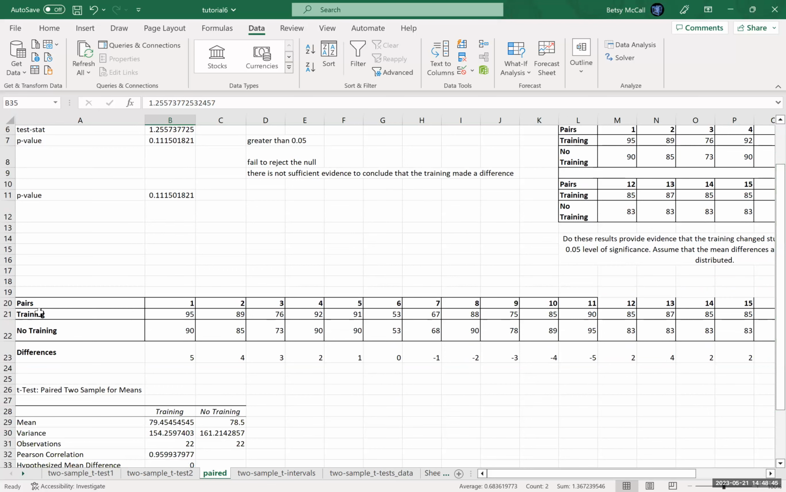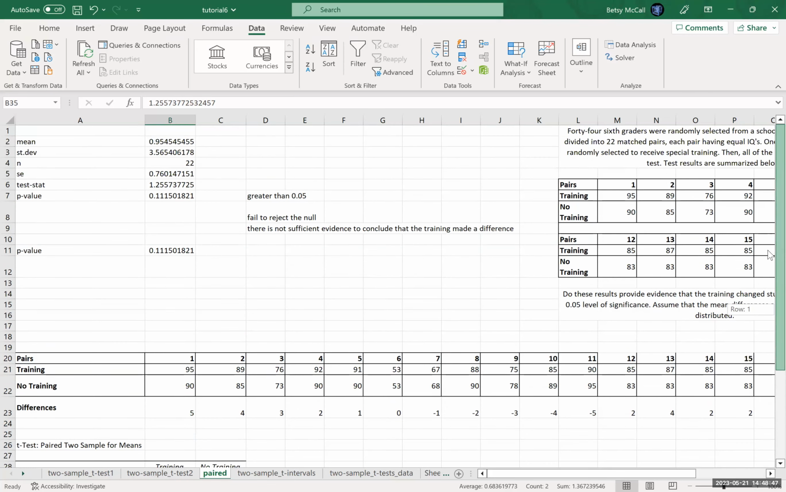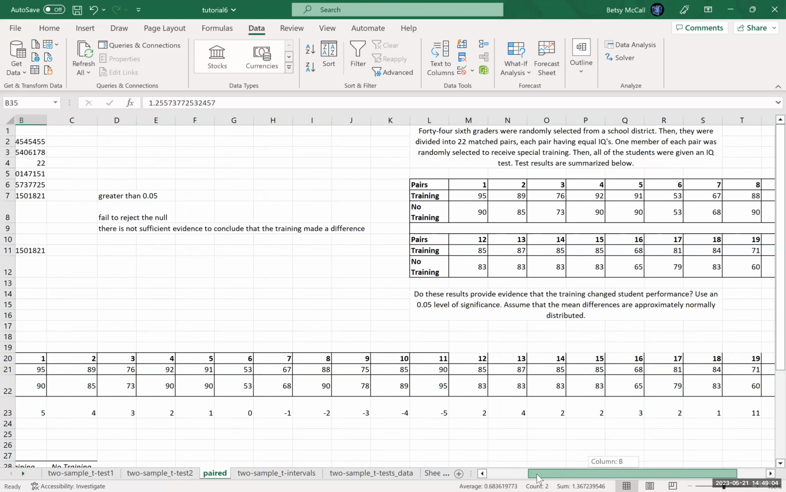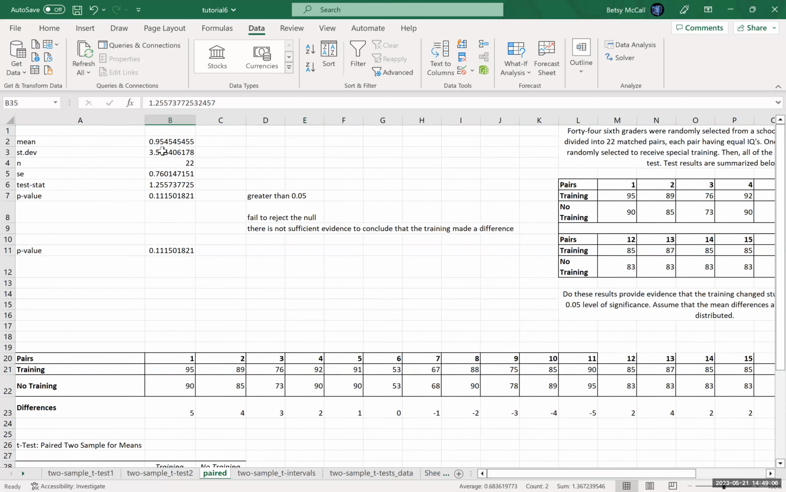We have these pairs of training data. Students were selected and matched for having equal IQs. Some of them received some special training to try to improve their test scores, and the other group did not. And then we went ahead and compared them. Now, we have already previously calculated the mean. If we look here, the average of our training data.